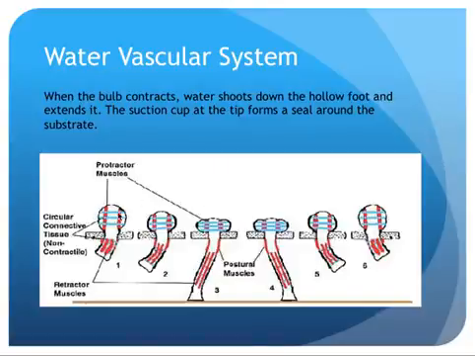So water enters this little bulb, and when the bulb contracts, when it squeezes, the water is forced out of this hollow foot, and the foot extends. And then it suctions onto the substrate, so whatever that is, usually sand or a rock perhaps, and then water is let back into the bulb through the water vascular system, and the foot contracts or releases.